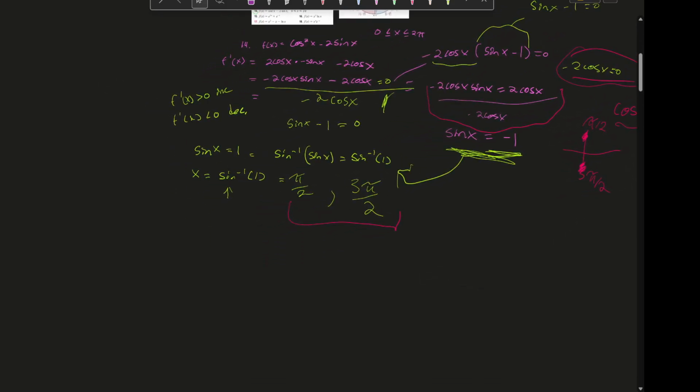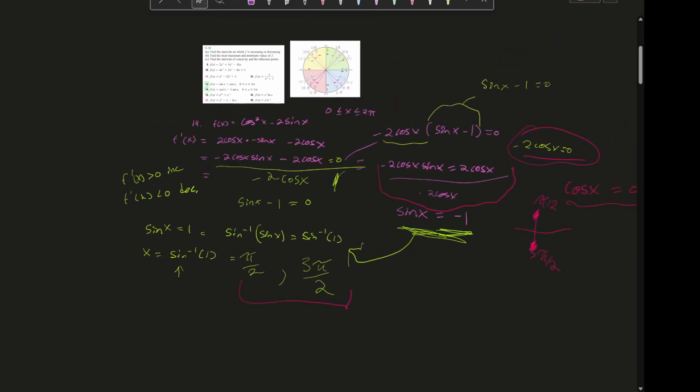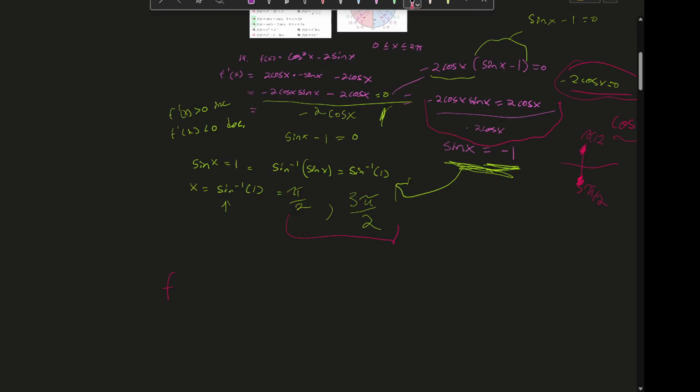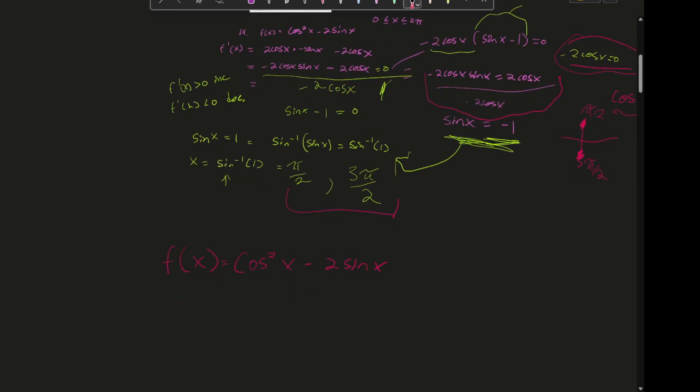So you want to find where it's increasing and decreasing. Then you'll take your original function. That's cosine squared x minus 2 sine x. And go ahead and plug in your critical points. So if you did f of pi over 2, cosine of pi over 2 is 0 squared, minus 2 times sine of pi over 2, which is 1. It's -2.